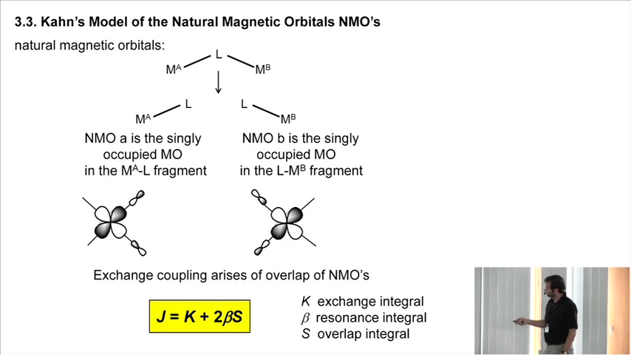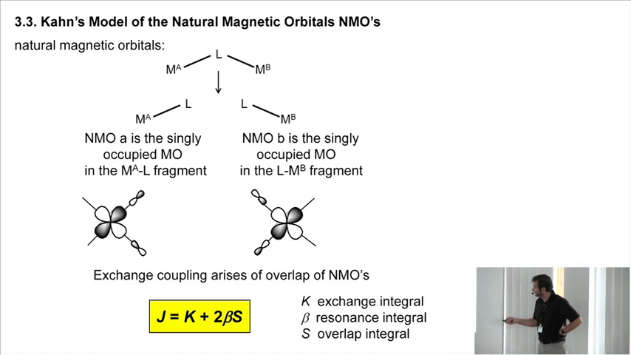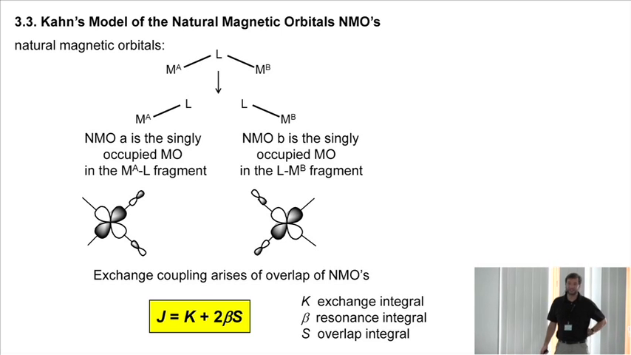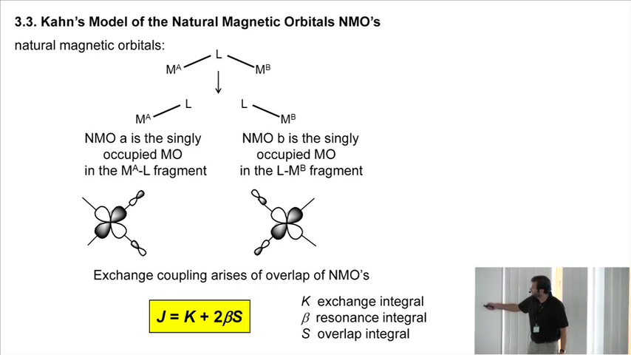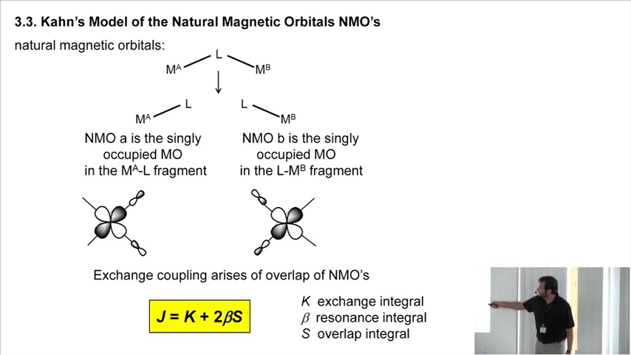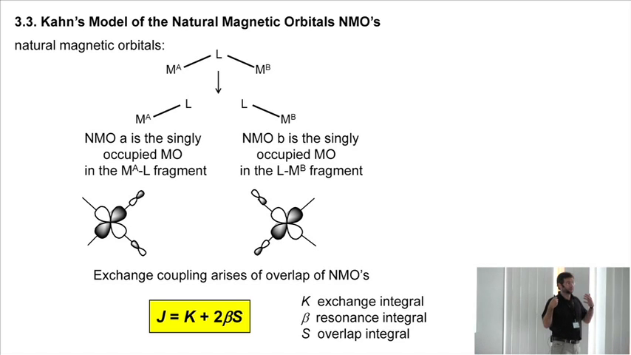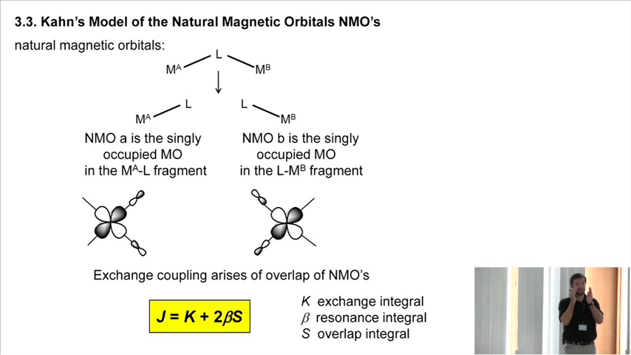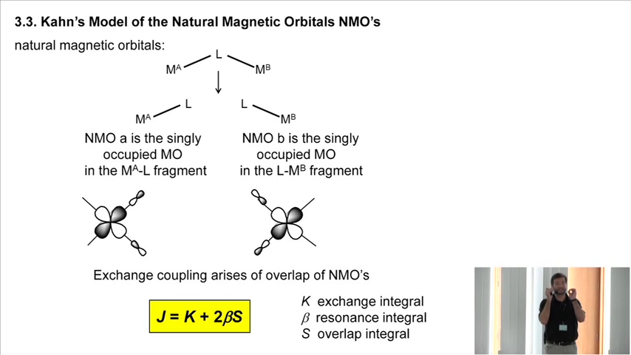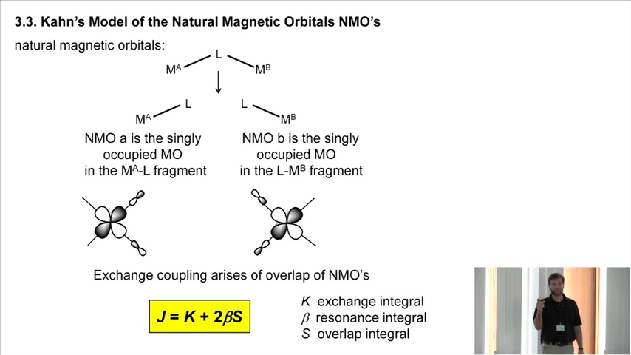And then there's a second term, 2 beta S. Beta is a resonance integral describing the bonding between the metal d orbital and the ligand orbital. So this is something which quantifies the extent of the metal ligand bonding, of the covalency.